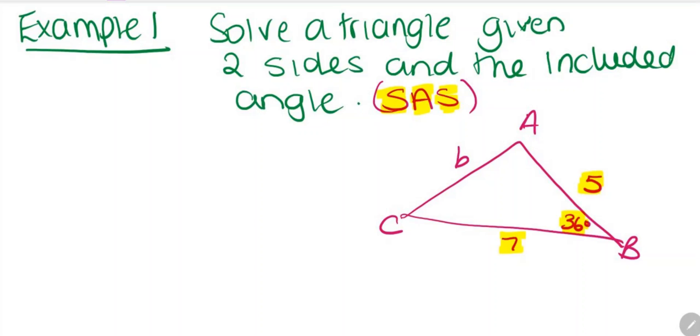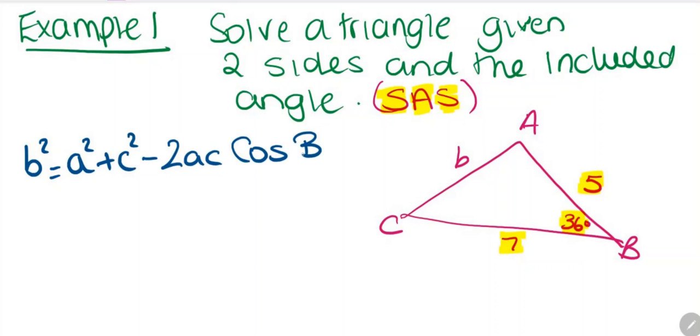So what do we need to find? We know angle B, but we don't know the length of b. We know the other two sides. So we're going to use b squared is equal to a squared plus c squared minus 2ac cos of B. The easiest way to remember is the ac is here, and the cos of B is because we're finding b, the opposite side.